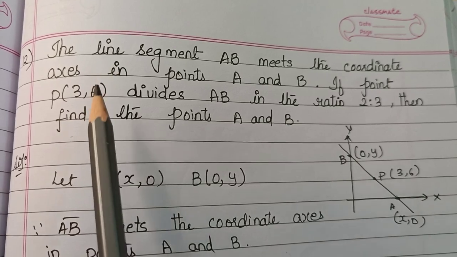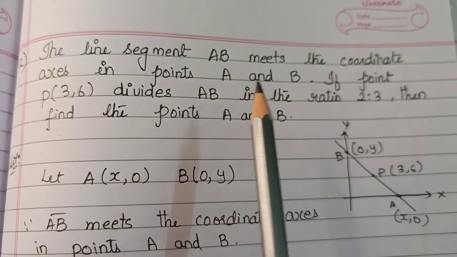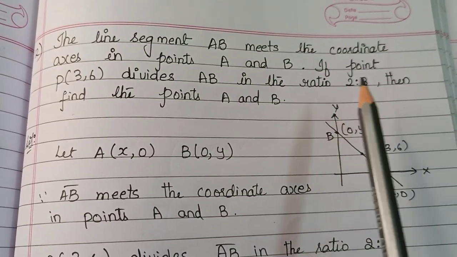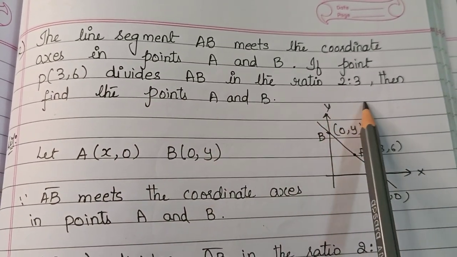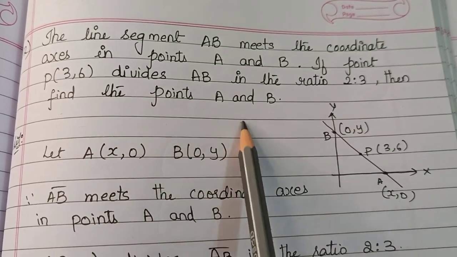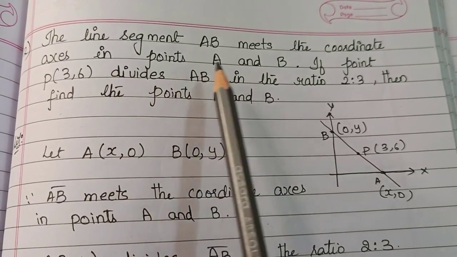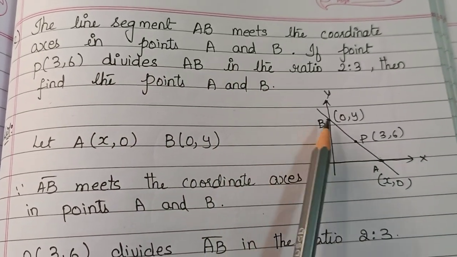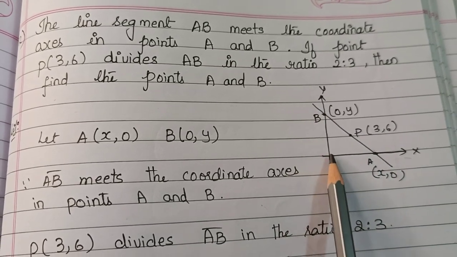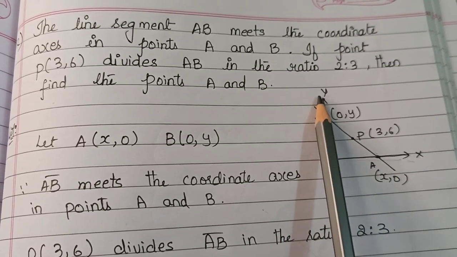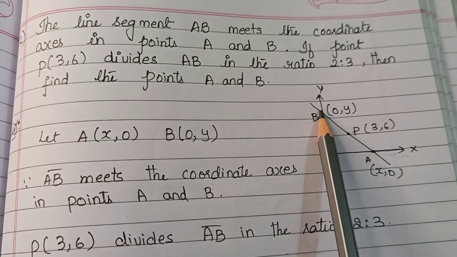Question number 12. The line segment AB meets the coordinate axes in points A and B. If point P(3, 6) divides AB in the ratio 2:3, then find the points A and B. AB meets the coordinate axes in points A and B. This is the line. It is meeting at the coordinate axes. As we know, this is the x-axis and this is the y-axis. Okay, so A is meeting at the x-axis and B at the y-axis.